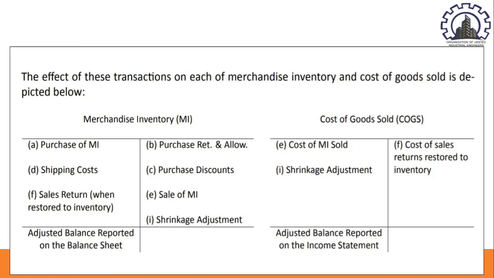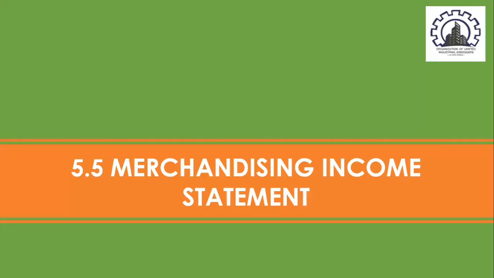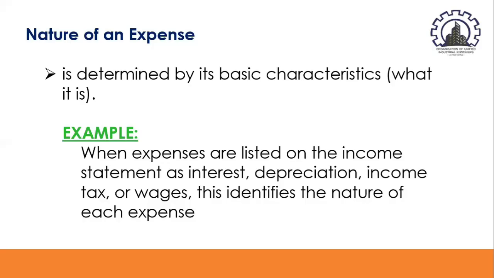And finally, the last key area of our lesson is the merchandising income statement. Take note that businesses are required to show expenses on the income statement based on either the nature or the function of the expense. So what is the difference between nature of an expense and function of an expense? Well, the nature of an expense is determined by its basic characteristics, or what it is.